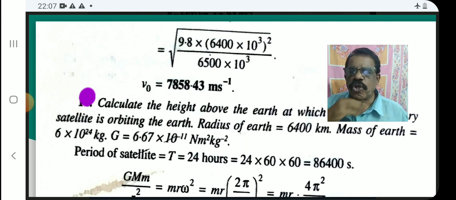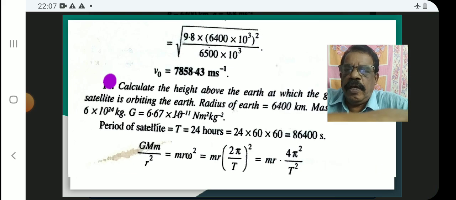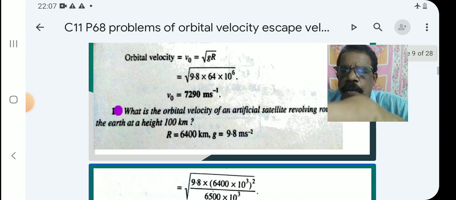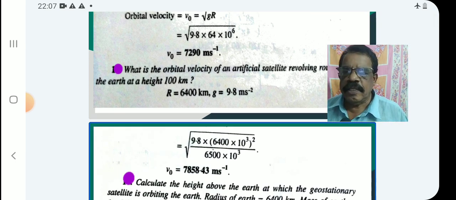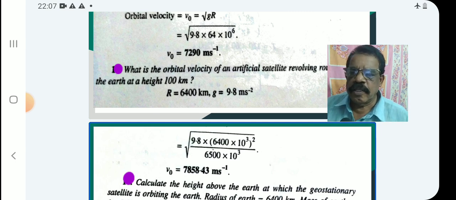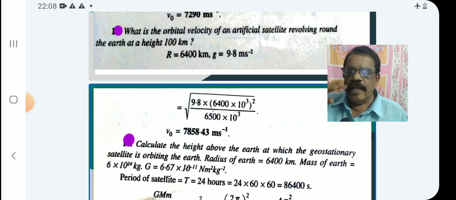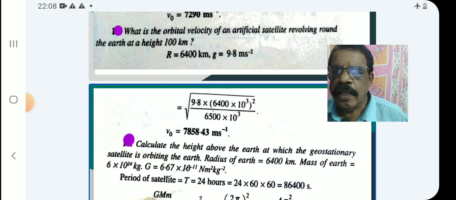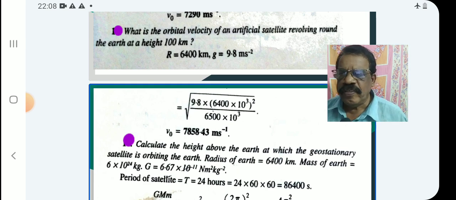The formula is gR square by r. The formula also we can write in that manner. The orbital velocity is root of GM by r. GM is gR square, gR square by small r. Small r is the distance, the radius of Earth and height should be added. So it is 6500 into 10 raised to 3.